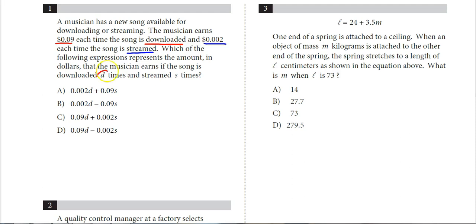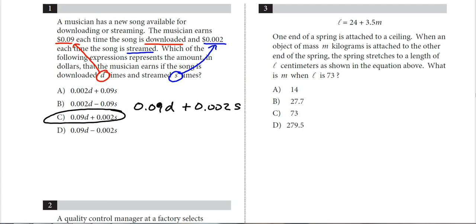So D is going to go with the download part, and S, for stream, is going to go with the streaming money. And so the total amount, I collect money when both of those happen. So I get 9 cents times every download plus 0.002 times every time it is streamed, and that matches up with C.